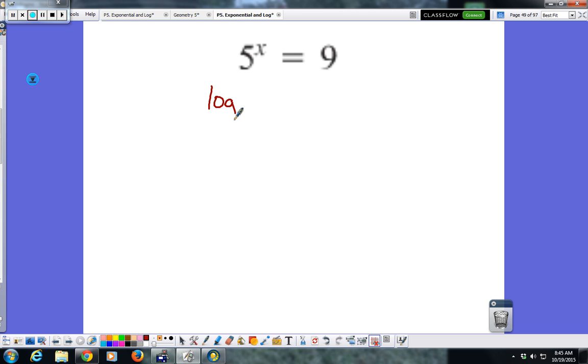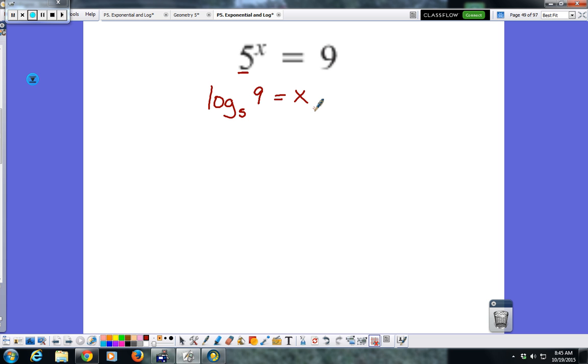Log base, let me change it, Dalton. Log base, what would be the base? Just change forms on this like we were doing before you left. Log base, base of the log is the same thing as the base of the exponent. So log base 5 of 9 is equal to x.